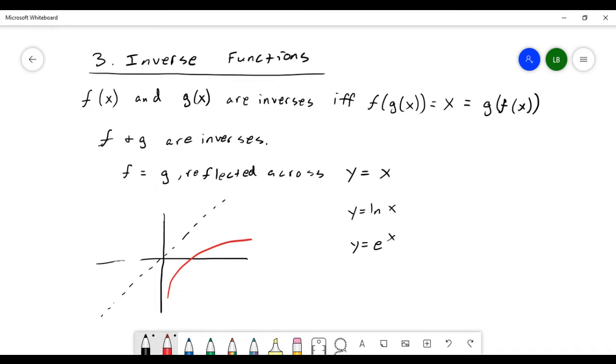This red line here is already a pretty good approximation of x. E to the x looks something like that. And this way you can a little more easily tell that, this is a much better drawing. You can more easily see that, okay, yeah, natural log of x is just e to the x reflected across the line y equals x.